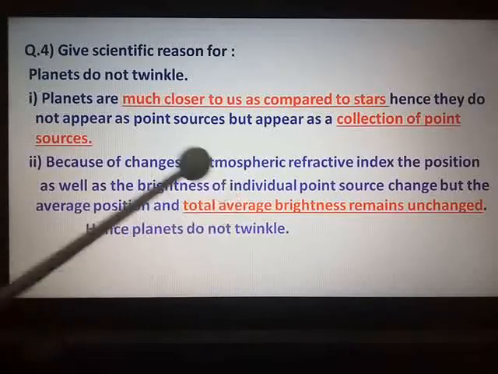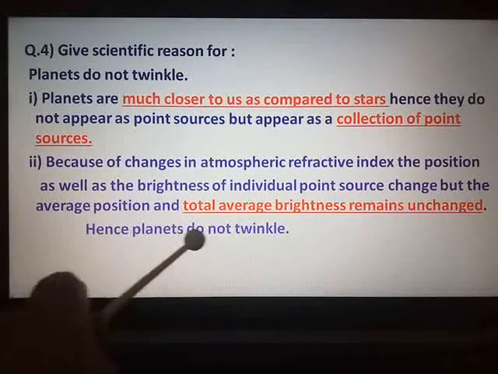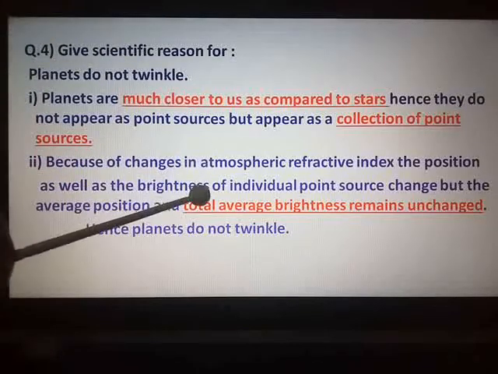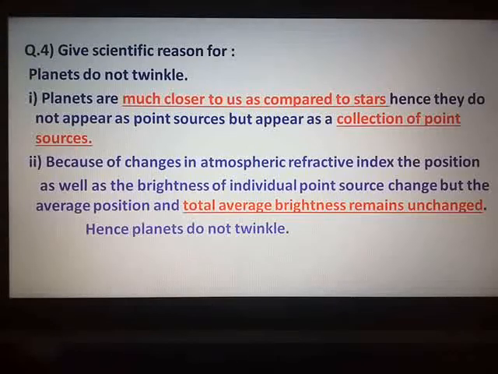Hence, planets do not twinkle. Even this part is given in the textbook. I hope you have marked carefully on page number 77. First point, as I have told you, little bit you have to change. So the main part is planets are closer to us, hence they appear as collection of point sources, and average intensity remains same, hence planets do not twinkle.